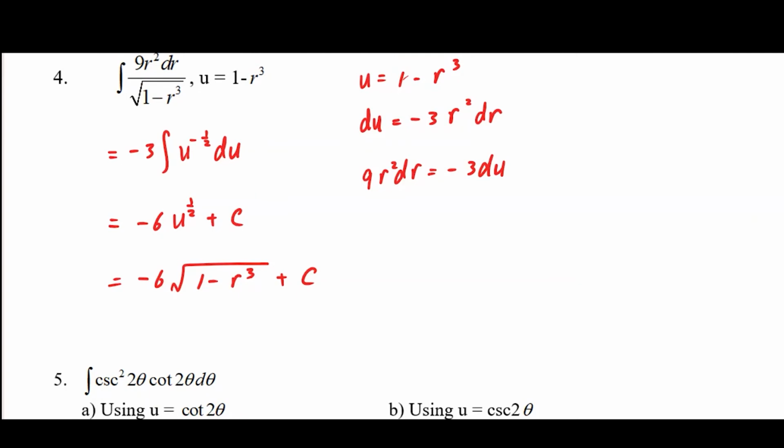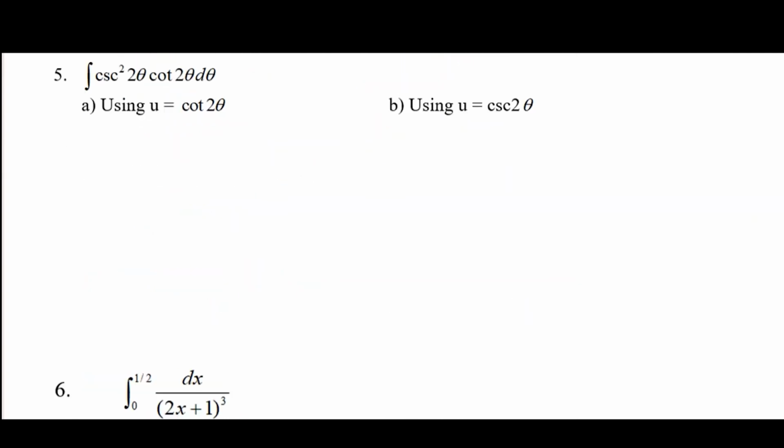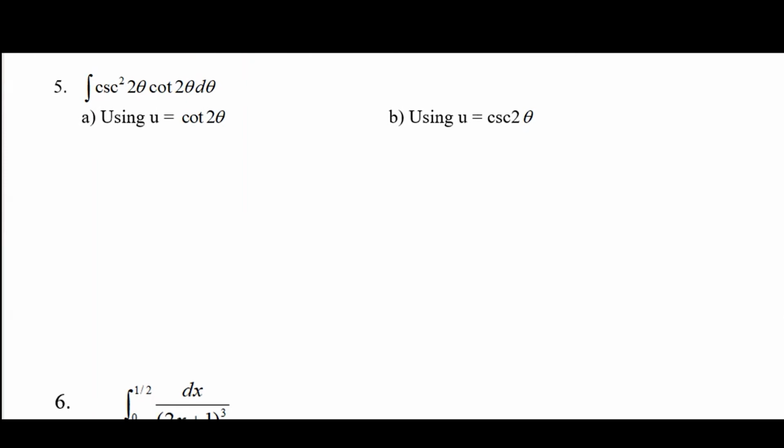Okay, then let's do number 5. Number 5, we can do it in 2 different ways, okay? Let's see. So if we let u be cotangent of theta, then du here is, what's the derivative of cotangent? Negative cosecant squared, and then there's a chain rule at 2. You with me?